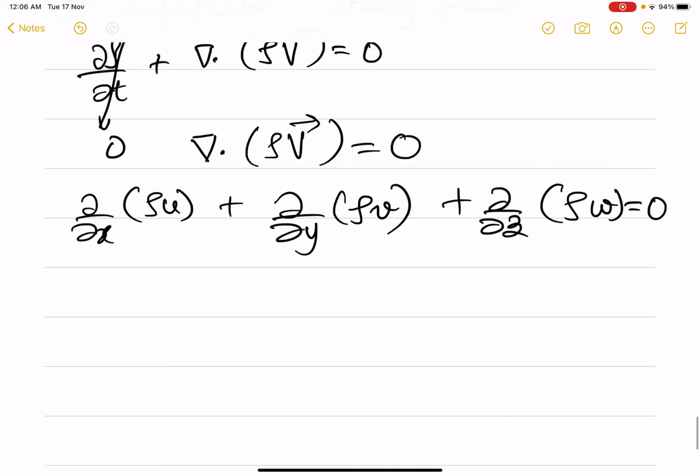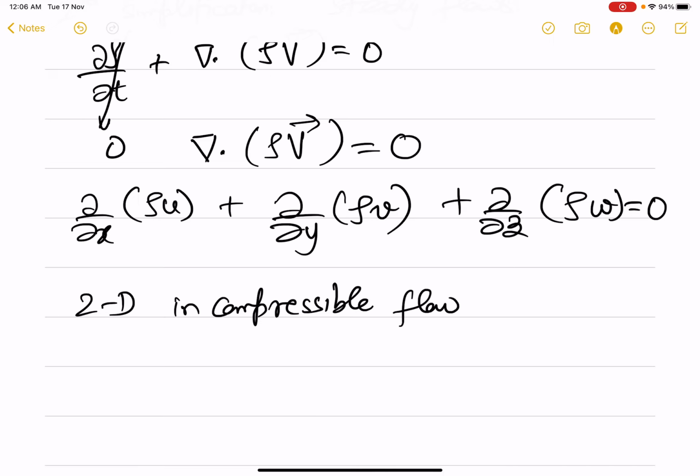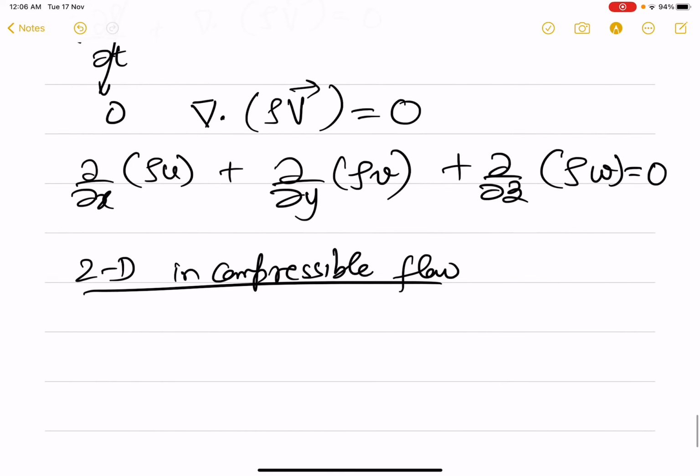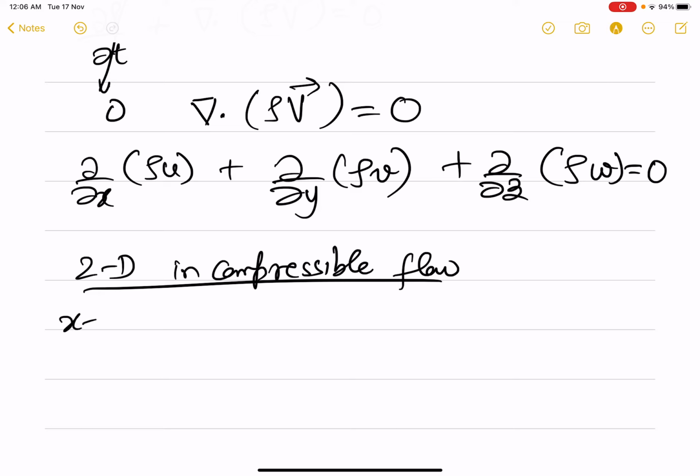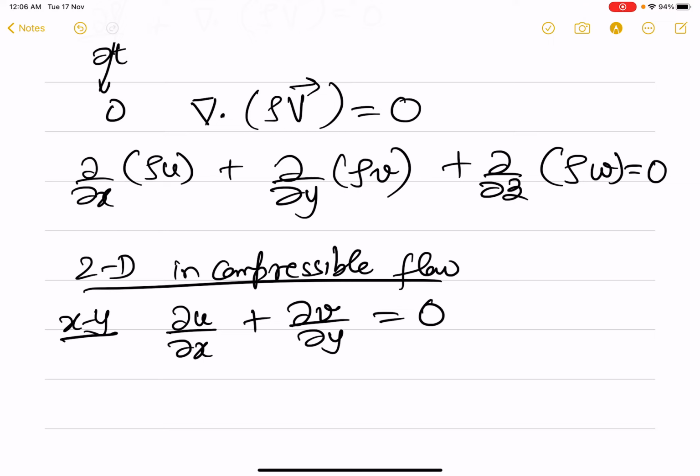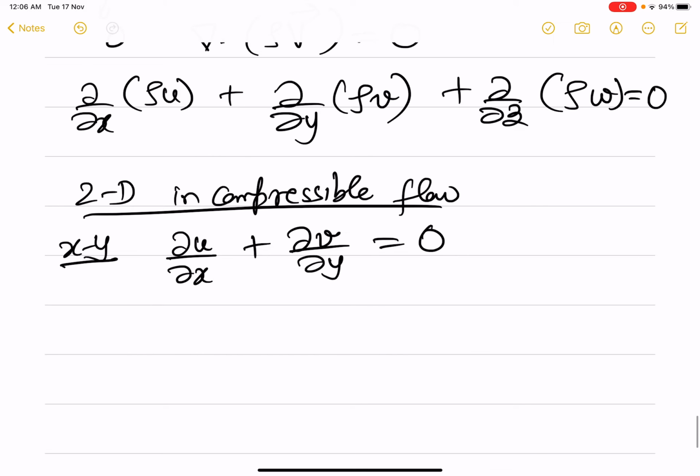So this is the continuity equation in this form. Next, let's look at 2D incompressible flow. So we are looking at simpler cases. For 2D incompressible flow, let us say we are talking of xy directions, the continuity equation becomes partial u by partial x plus partial v by partial y is equal to 0.